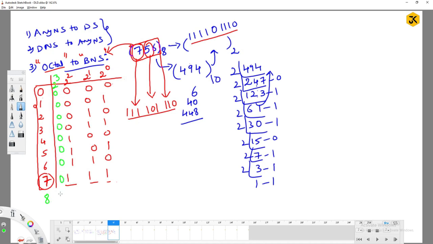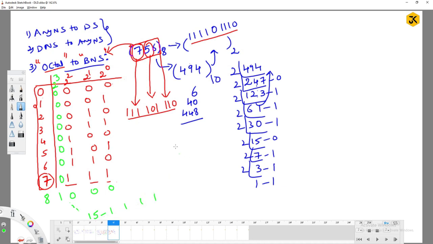And what about the 8 value? 2 cube is 8 and all the remaining are zeros. So like this, what is the maximum number I can place with respect to a 4 digit binary number? 15. If I place all 1s, 1 1 1 1, 2 power 0 into 1, 2 power 1 into 1 and so on 4 times, you are going to get the value 15.